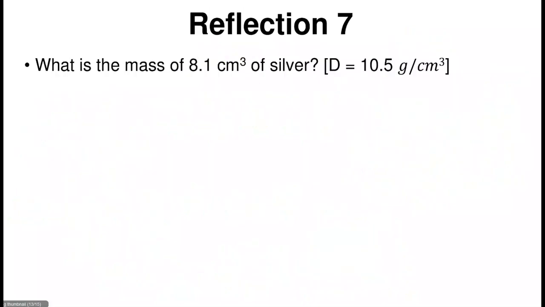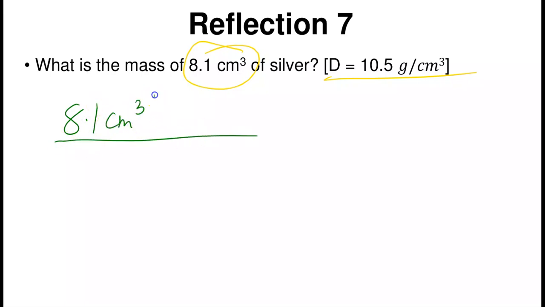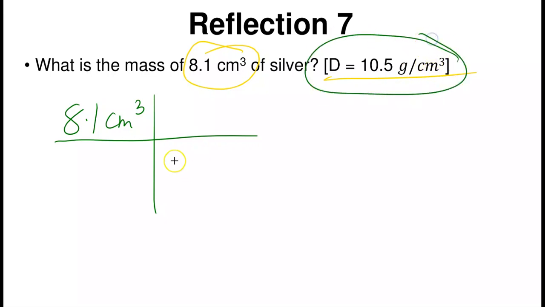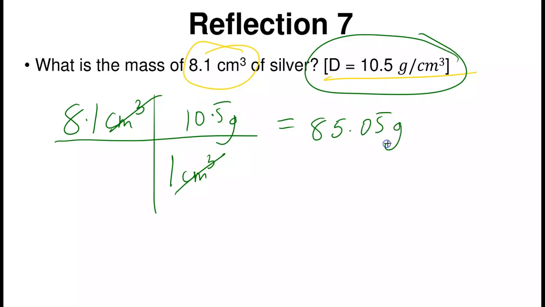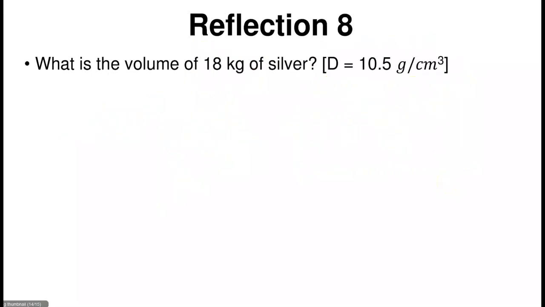Let's now quickly finish the last two problems here. It says, what is the mass of 8.1 cubic centimeter of silver, if the density of silver is this? Again, we're going to solve it the way we've solved others. We're going to start with what we're given. This time you are given 8.1 cubic centimeter, and you have this density. Remember, density is a conversion factor, so I'm going to put 1 cubic centimeter down, and then I'm going to put 10.5 grams up. This cancels this, and when you do 8.1 times 10.5, that's going to give you about 85.05 grams of silver.